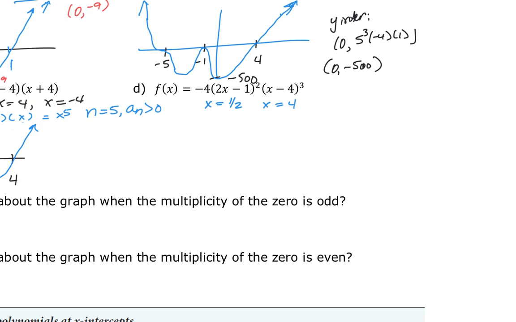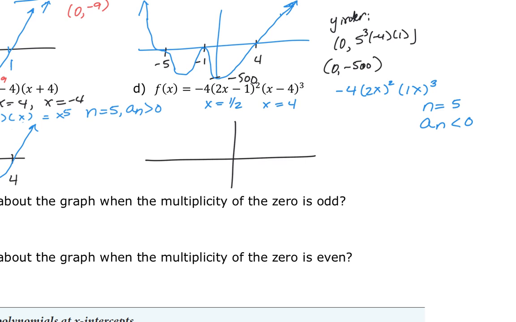My leading coefficient is going to be a -4 multiplied by 2x raised to the 2, and then I'm going to have an x raised to the 3rd. So you can see the degree of my polynomial is 5, and my a sub n, when I multiply this through, this will be a -4, this will be a +4, and that's going to be a +1. So my a sub n is negative, so that's going to be less than 0. If I look at my graph here, since I have a degree 5 and my leading coefficient is negative, it'll be up in this quadrant and down in this quadrant.